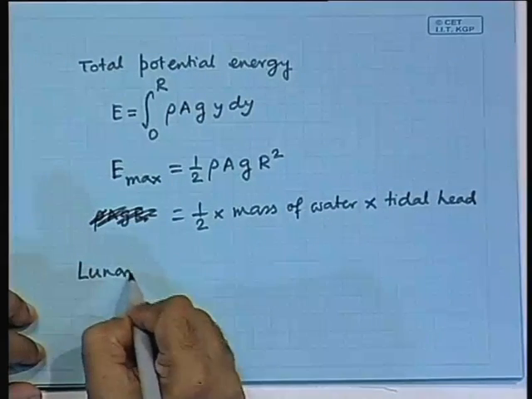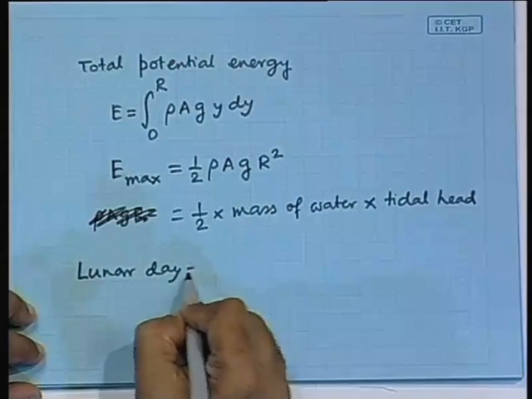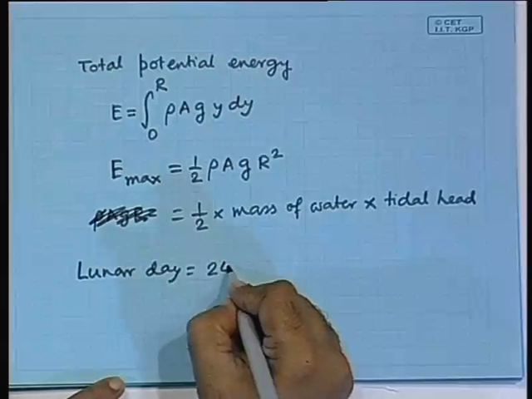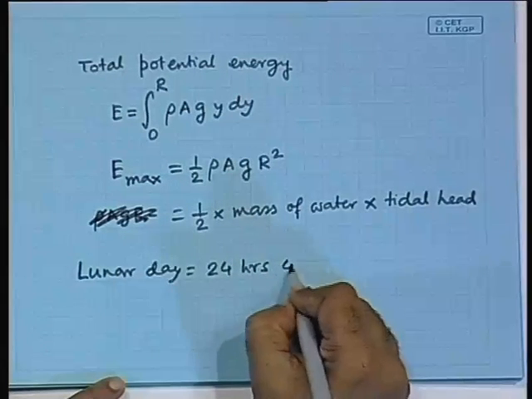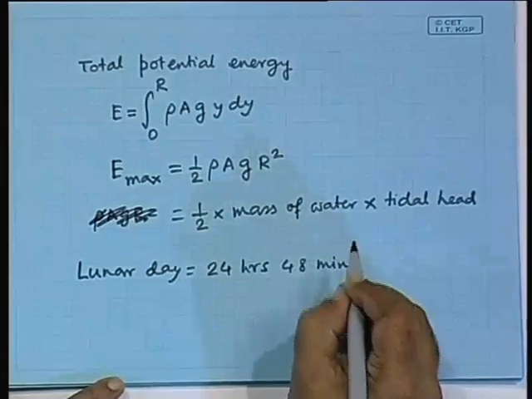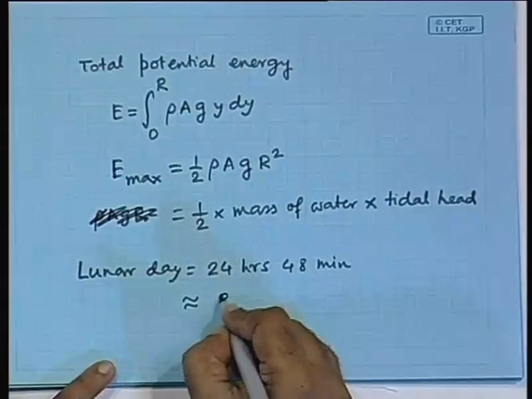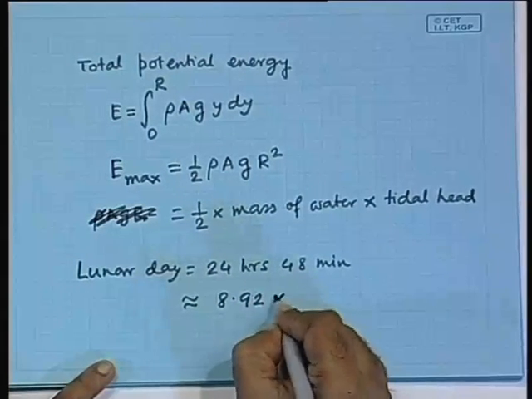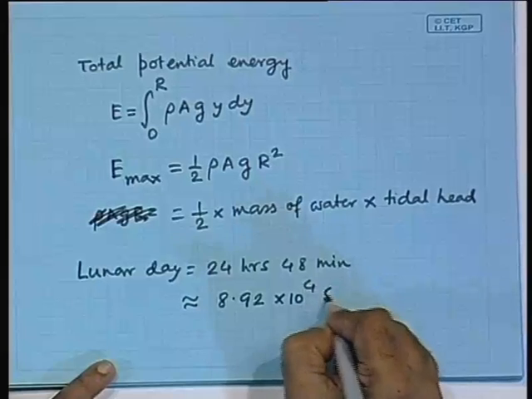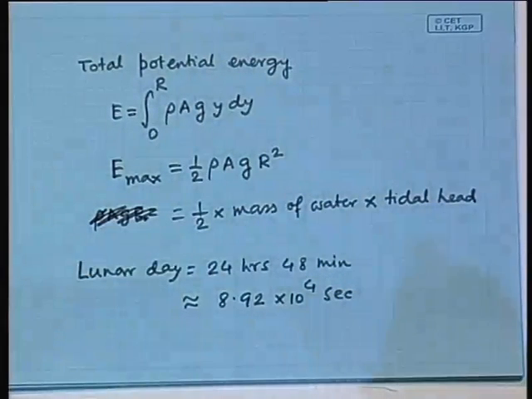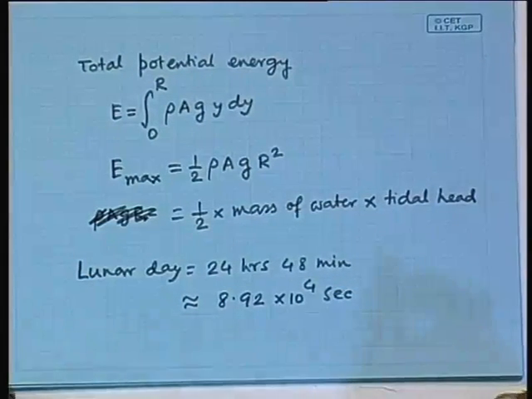So, lunar day is approximately equal to 8.92 into 10 to the power 4 seconds. Ultimately, we want seconds because we want to calculate the power in watts.